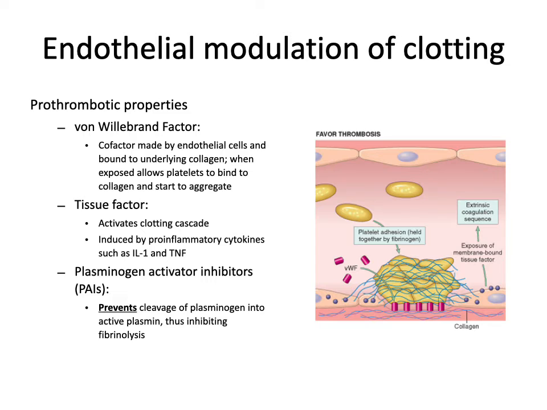And from there, what is going to be activated is the common pathway, which is factor 10, factor 5, factor 2, and factor 1. Factor 1 is known as fibrinogen, and when it is activated, it becomes fibrin, which forms the final fibrin clot. Okay, so that's hemostasis.